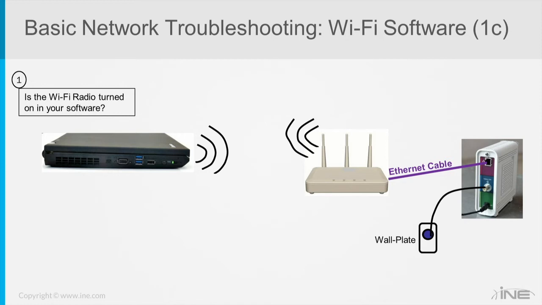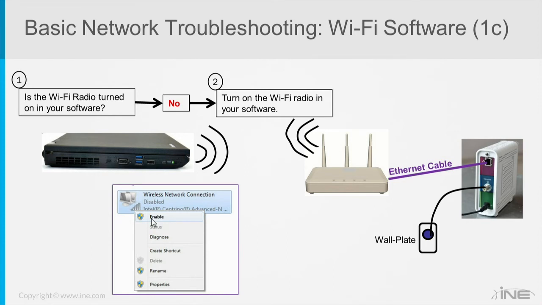Well, inside your laptop, and this also applies to your tablet and your smartphone, there's software that talks to the Wi-Fi. There's a possibility that software could be turned off. Is the Wi-Fi radio turned on in your software? Now, how would you know this? Well, there's a couple of ways you could find this out. First thing would be, I think I have a graphic of this coming up here. Let's just go forward a couple of slides.